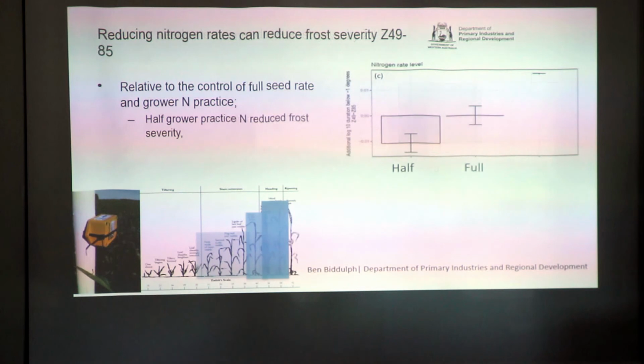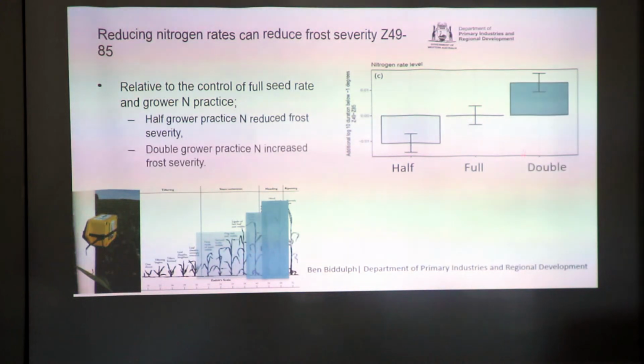Relative to the control of full seed rate with full seed rate and grower practice N, half of the grower nitrogen reduced frost severity. So if we put on less nitrogen up front than what the grower would normally have done, we got less frost severity throughout that window. And if we doubled the nitrogen, we increased the frost severity compared to what the farmer would have done. So this is across all of those 13 trials in the data set.